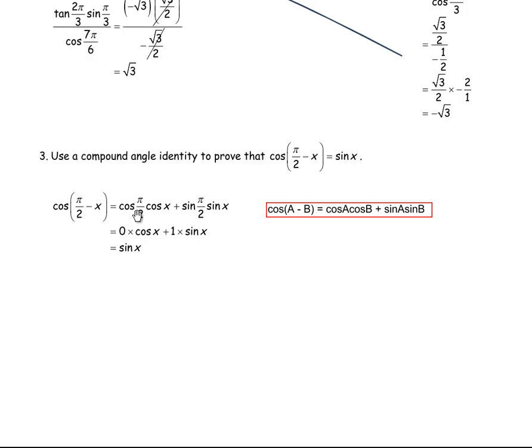So we would go cosine of, and π/2 and x are the two angles. So cos A cos B would be cos(π/2) times the cos of x, and then plus the sine of π/2 times the sine of x. Well, back to the unit circle again.